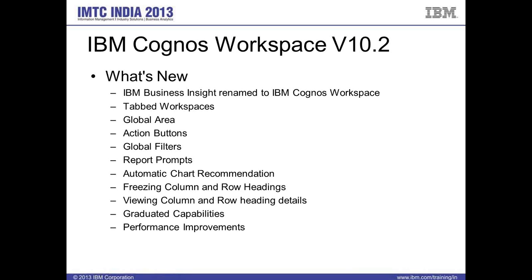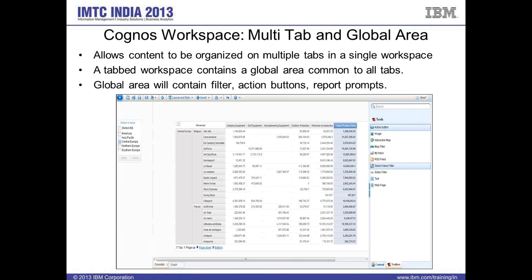So user can freeze the rows and columns of a particular cross tab or a particular list, as well as they can expand and collapse more information in cross tab. As well as there are new capabilities added as graduated capabilities, which basically allow users to create roles for accessing the Cognos Workspace. So user can restrict which user can access which capability of Cognos Workspace. As well as there are significant performance improvements over previous releases. So let's see in detail what the new capabilities are with the Cognos Workspace.